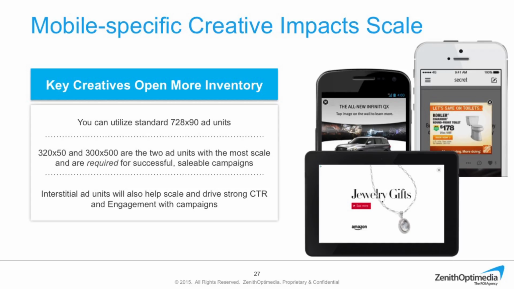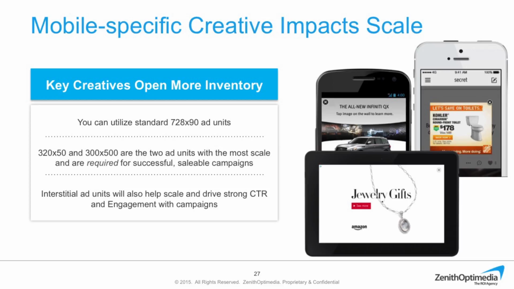A couple notes about creative. You can use standard 728 by 90 ad units as you would have in the desktop display space, but the inventory with that ad size is very limited. Look to 320 by 50 or 300 by 50 for the most scale within a mobile campaign. Also, interstitial ad units will be able to help scale your campaigns and drive strong click-through rates and engagement.